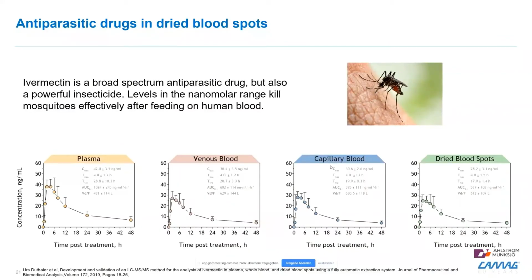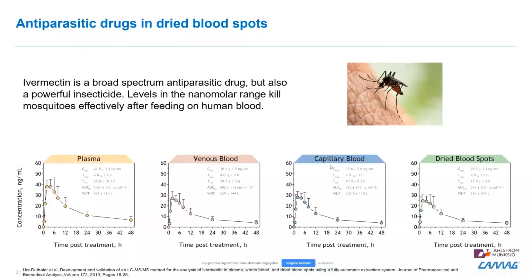So let's take a little bit to get an idea about the correlation between plasma, venous blood, capillary blood, and dry blood spots, which is often a topic of discussion for dry blood spot methods. We performed a correlation study. Here the same individuals took ivermectin and they gave venous blood, capillary blood, and dry blood spots at the same time, and then these curves were compared.